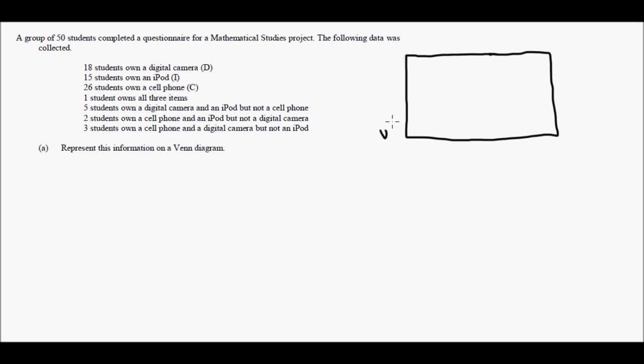Remember you have your universal set here, and we have 3 horrible circles as always. D is digital camera, I is iPod, and C is cell phone. Let me switch up some colors here so we can see what's going on. Remember, always work outward. One person owned all 3 items, so 1 right there. 5 people owned a digital camera and an iPod, but not a cell phone, so 5 is going to be right there. So this is actually a pretty easy Venn diagram. You don't need to subtract. 2 owned a cell phone and iPod, but not a digital camera, and 3 people owned a cell phone and digital camera. So that's right there.